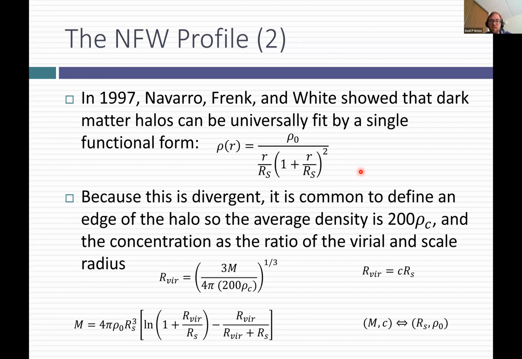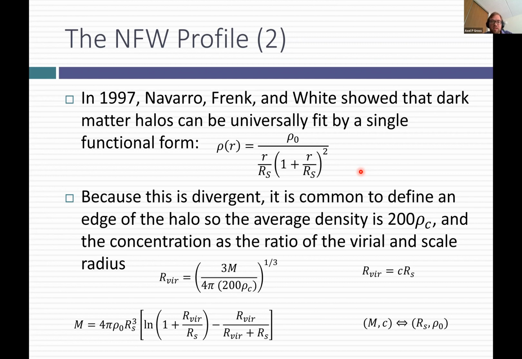So it's common to cut this off and define what is known as the virial radius. You define this such that inside this virial radius, the average density of your halo is 200 times the critical density of your universe. Further, once you define this, it's common to define the concentration of the halo as the ratio between the virial radius and the scale radius in the NFW functional form. And then because you've defined the edge of this halo, based on your virial radius and your average density inside it, you can get the total mass from that.